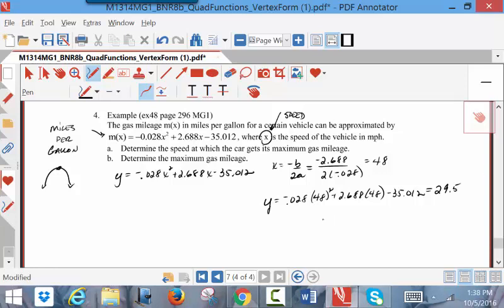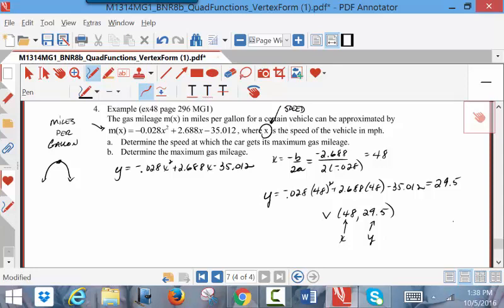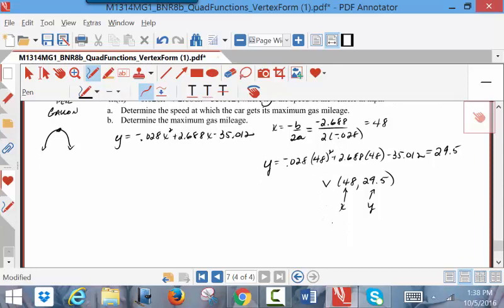Okay, so here's my vertex: 48 and 29.5. 48 is x, 29.5 is y. What is x? Speed. So this is how fast the car goes, that's not very fast, right? That's the most economical speed to drive your car on cruise control. You better not be on the interstate. And the 29.5 is what? Miles per gallon. My smart car has them beat big time.